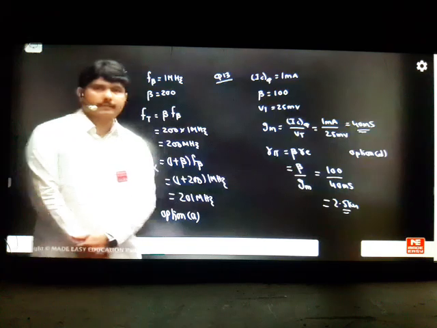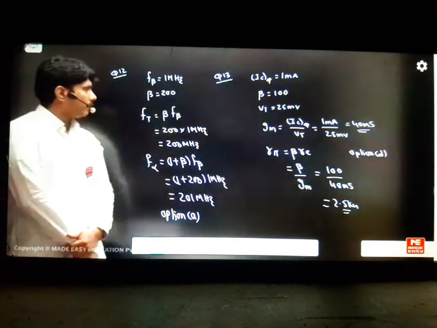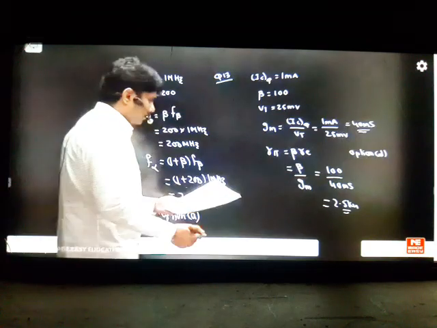So 15th, 16th, 17th, three active load problems. You can do these three problems nicely. So we'll go for active load questions. You can see the 15th question style.